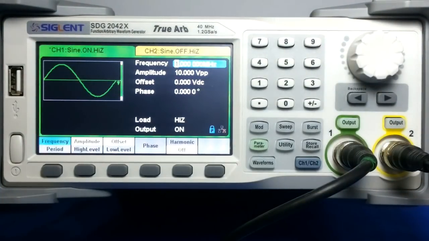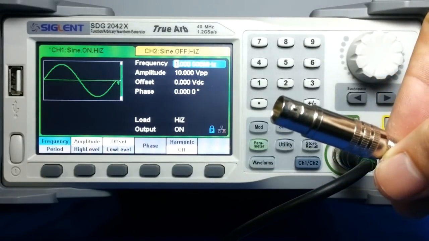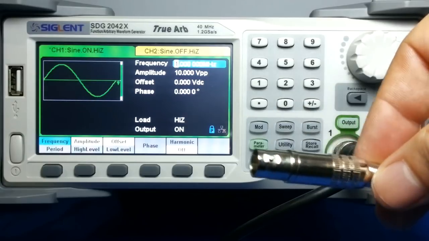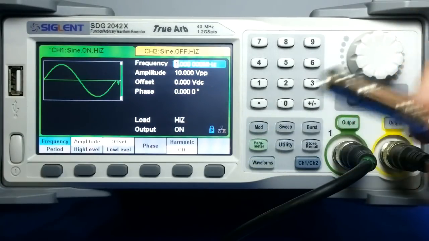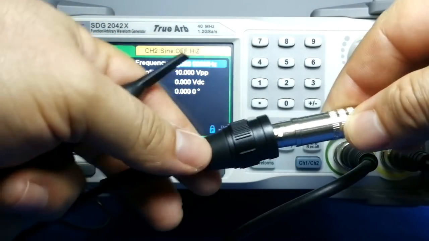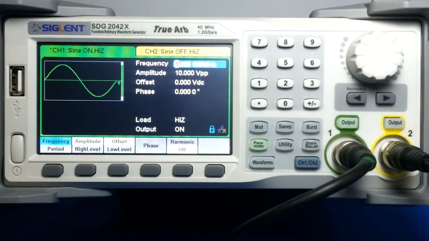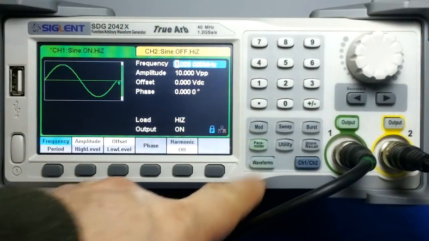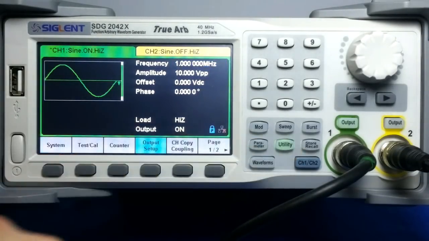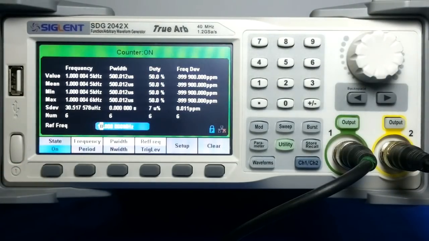One more thing. We spoke about the frequency counter. Let's see it. This BNC connector is connected to the rear side of the function generator. I will connect it to the lead. There is here a frequency counter.